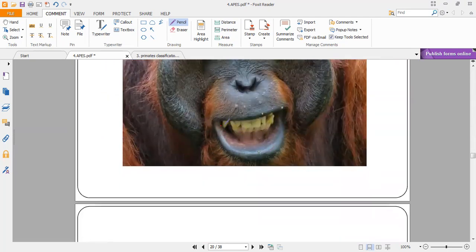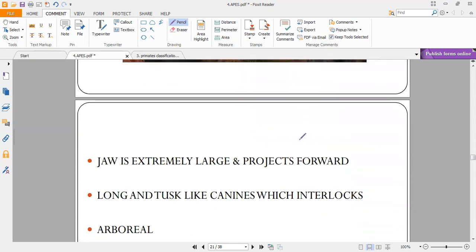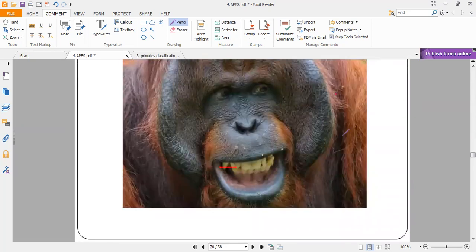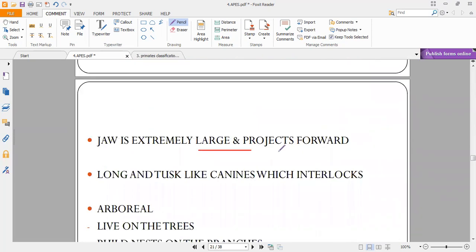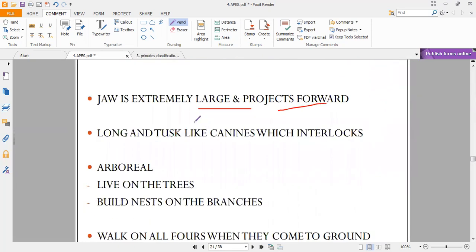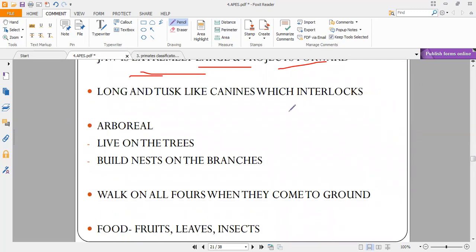You can see here the canine teeth. The jaw, again from the face itself we can say, is extremely large and projected forward. Why do they need to have a very large jaw? Because they have to chew lots of hard substances like vegetables or fruits, raw and very hard bulky food. That is why they need a very large jaw.